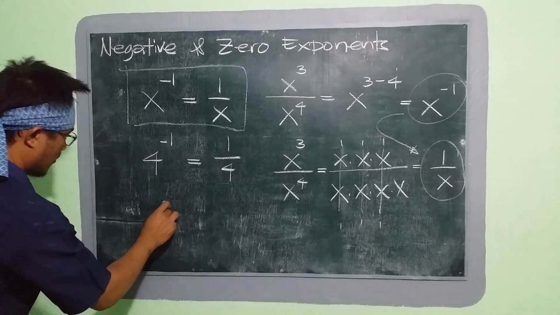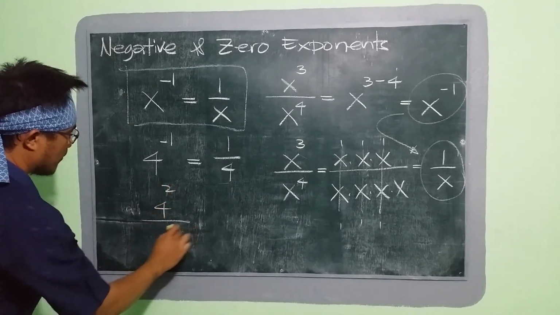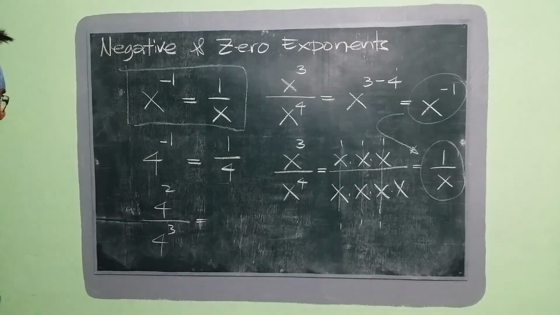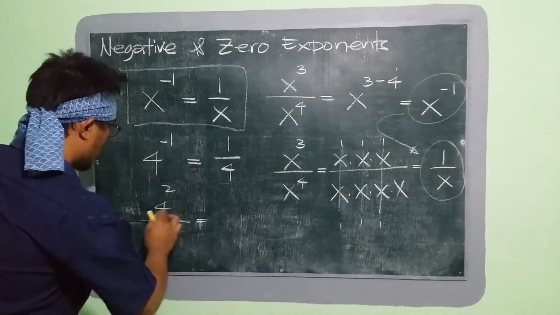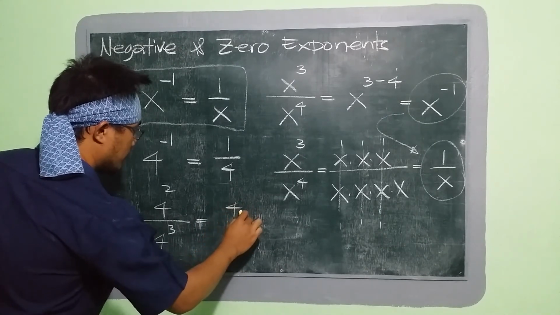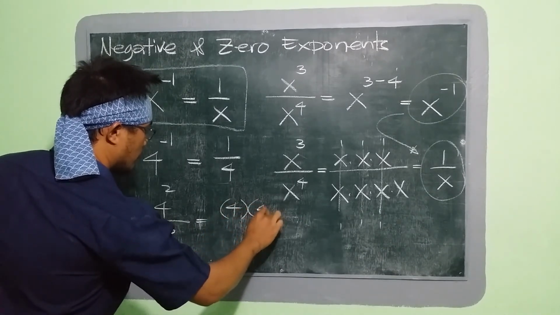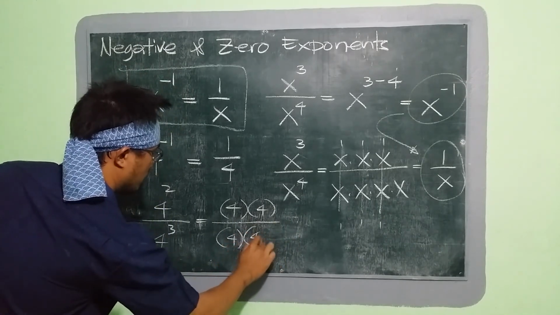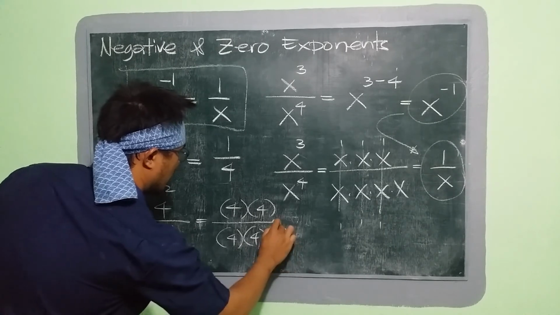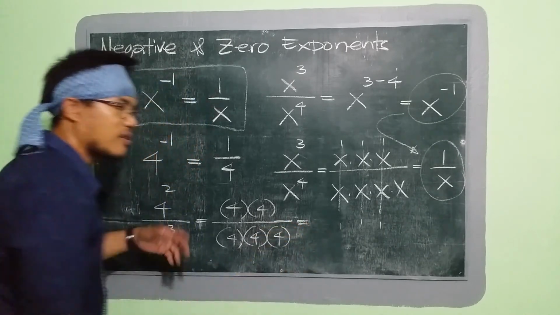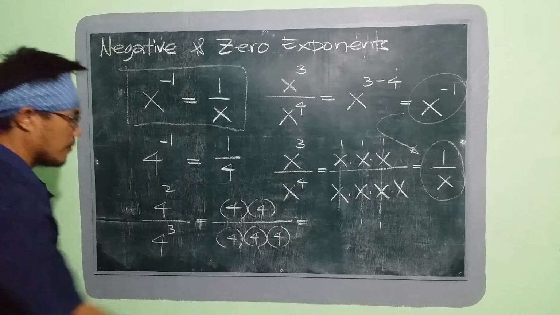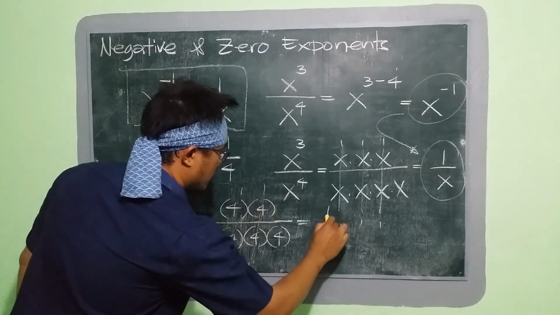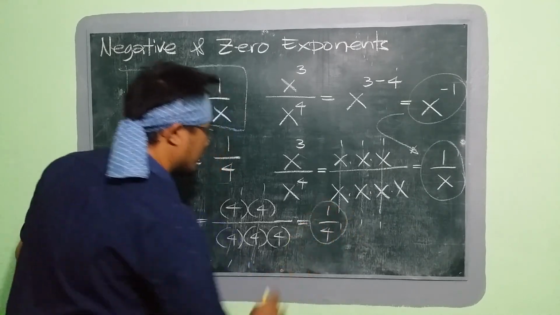For example, we have 4 squared divided by 4 cubed. So that is equivalent to, 4 is multiplied twice, so we have 4 times 4 over 4 times 4 times 4. 4 is multiplied 3 times by itself. We can cancel these. So what is left is 1 over 4. Right?